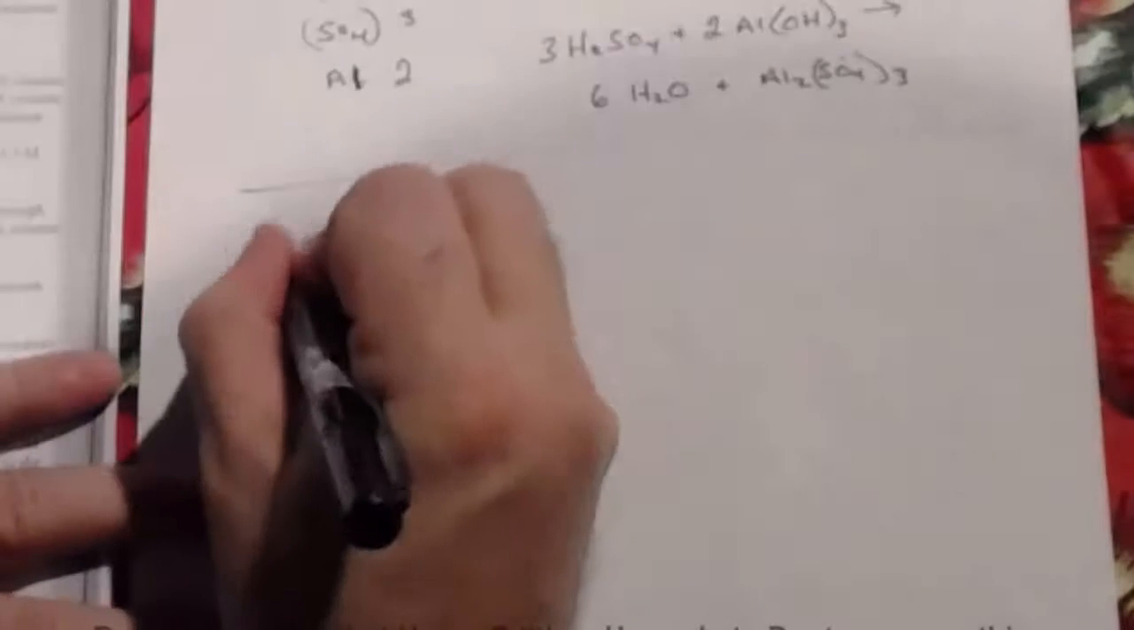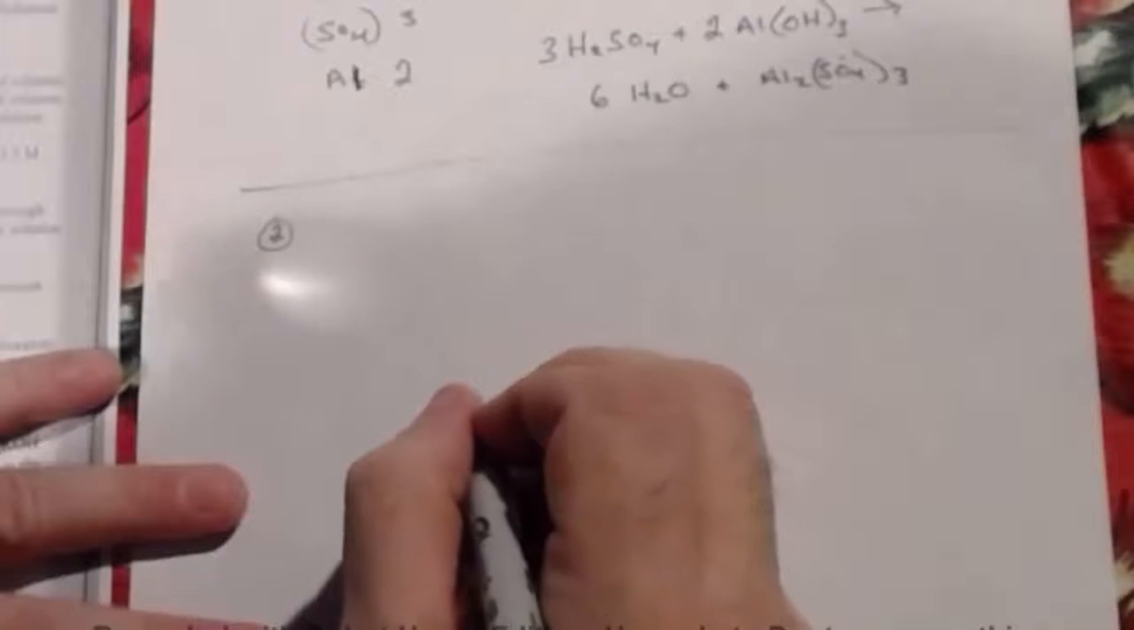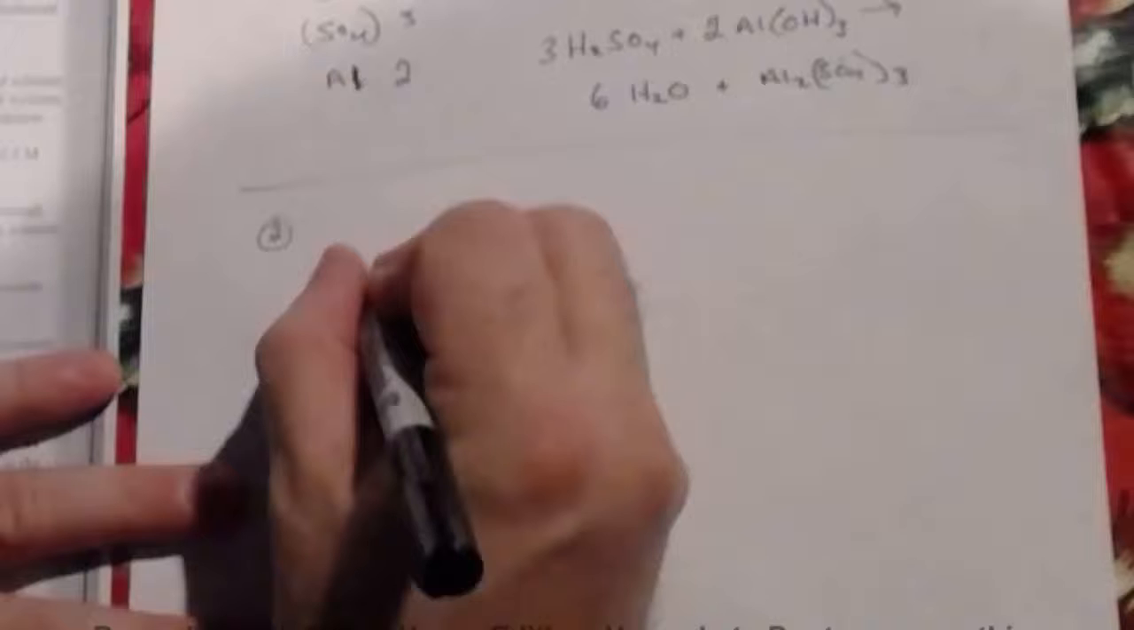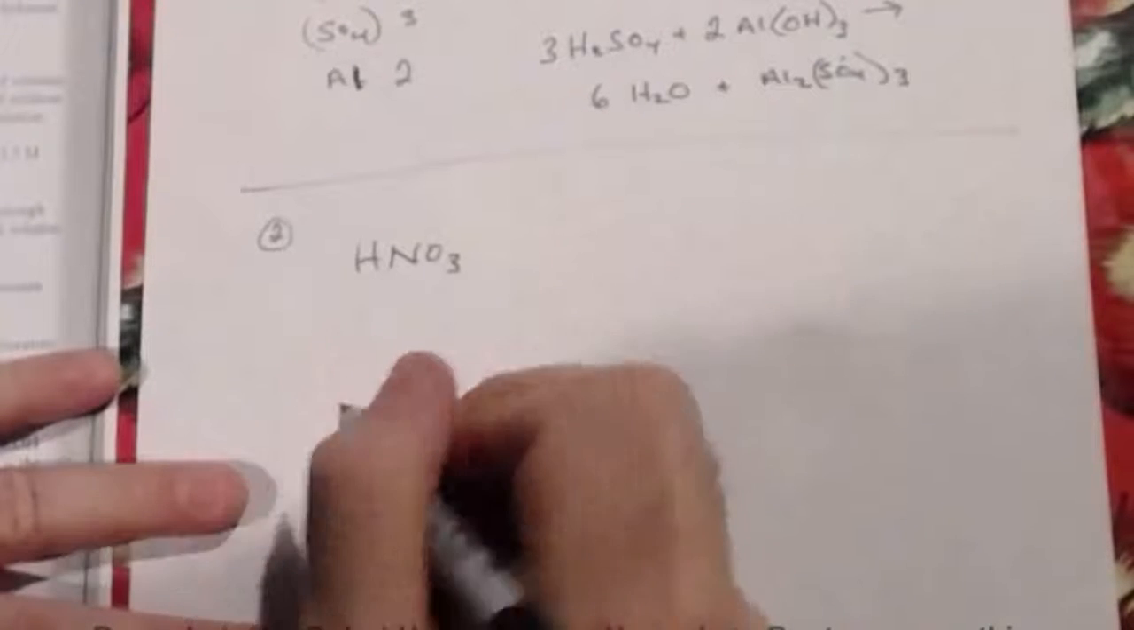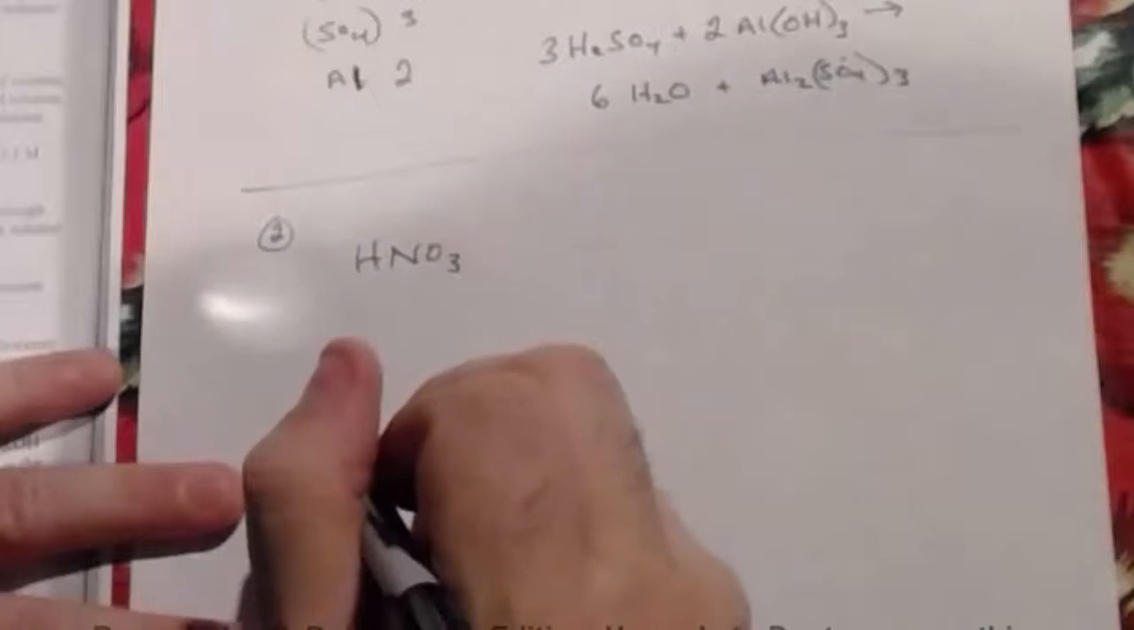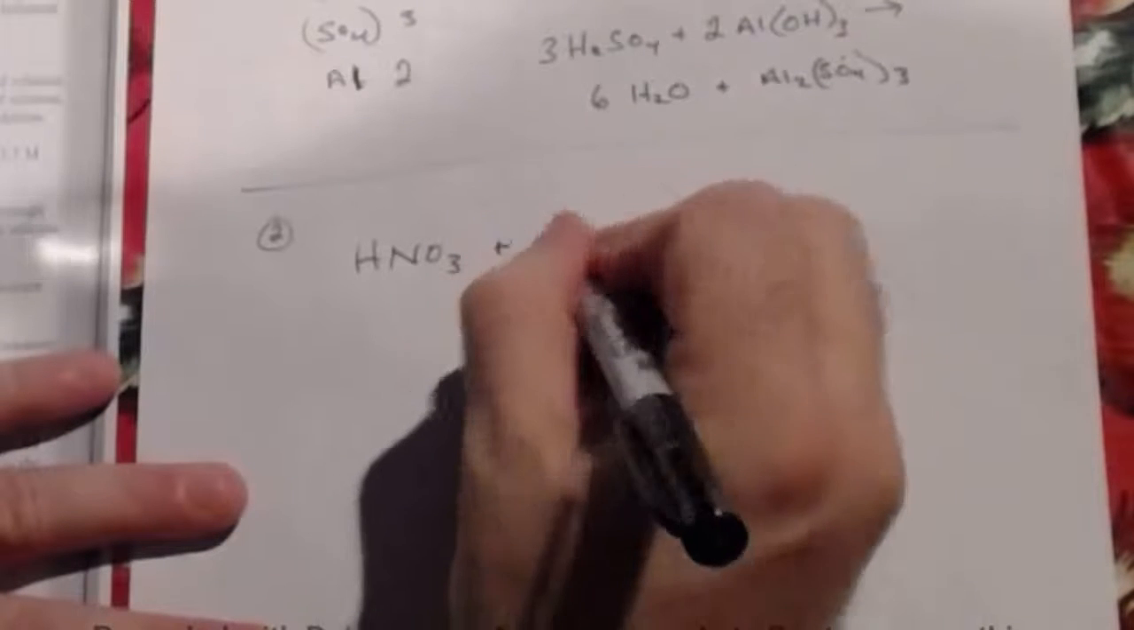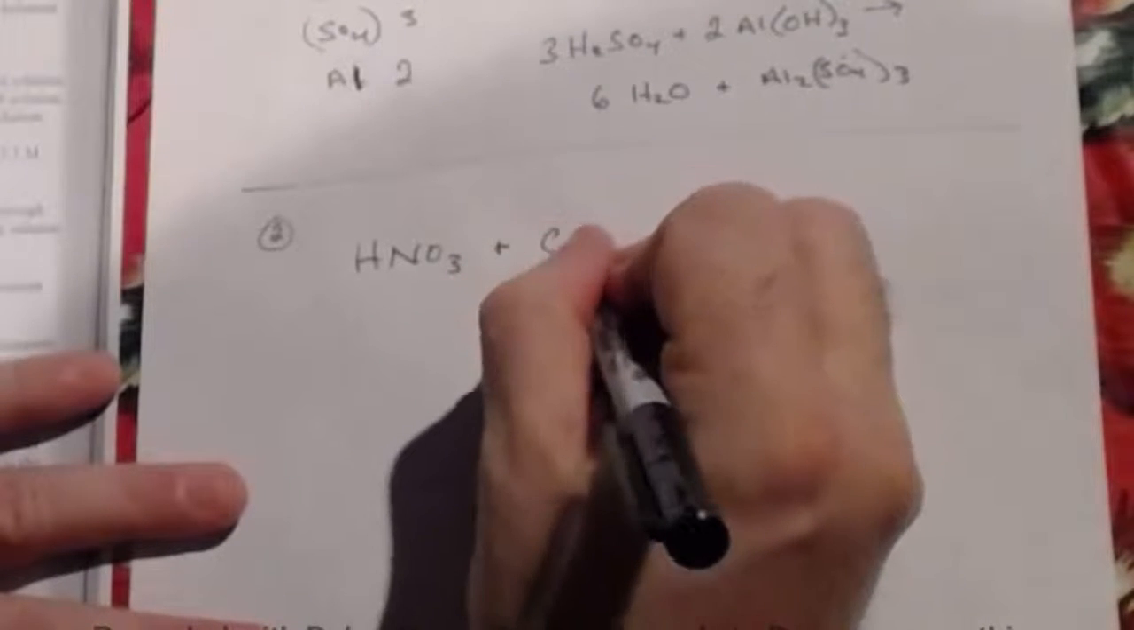Okay, number 2. This was number 1, number 2. It says, give the balanced chemical equation for the reaction that occurs between nitric acid, that's HNO3, starts with an H, it's named nitric acid, so it's probably the acid, and calcium hydroxide, CaOH.